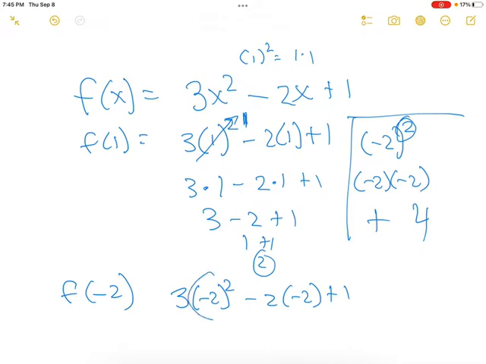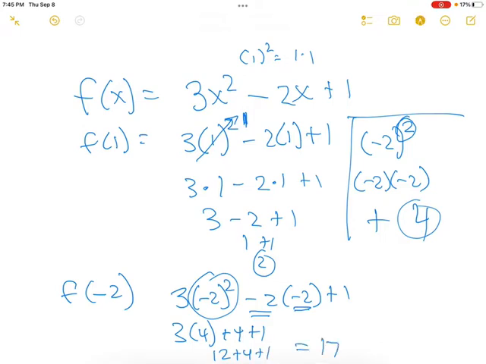So I'm going to replace this thing with 4. So I have 3 times 4 minus 2 times negative 2. This is negative 2 times negative 2. We're going to have a positive 4 plus 1. That's going to give us 12 plus 4 plus 1, which is going to give us 17. And that's our final answer. Okay, next one.